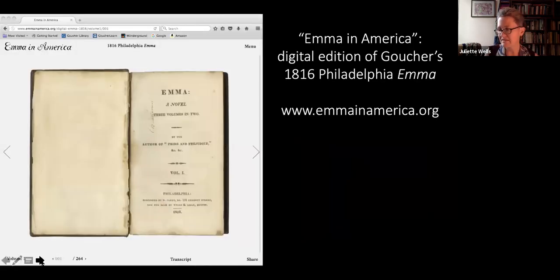And I must acknowledge and thank the Goucher Library for its digital project, Emma in America. This is a complete open access, free, very beautifully designed digital edition of the 1816 Philadelphia Emma, the only novel of Jane Austen's that was published in the United States in her lifetime. And since only 6 copies are known to survive, you and I will never own one. And so we must call up this website on our iPads and experience what American readers would have read if they had bought the first American-made copy.